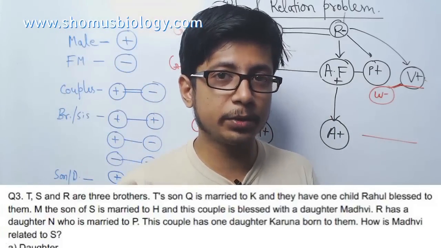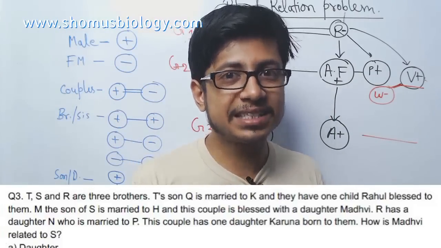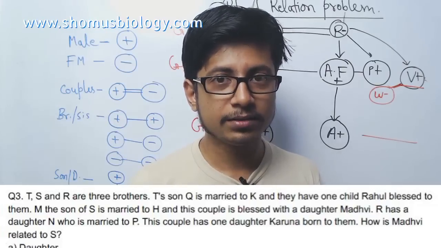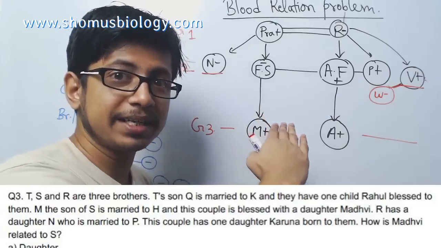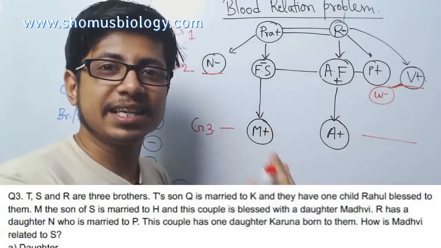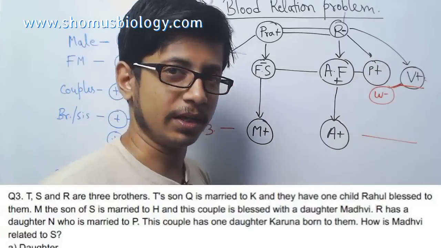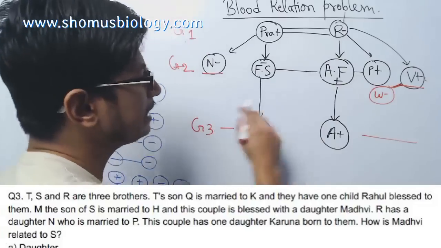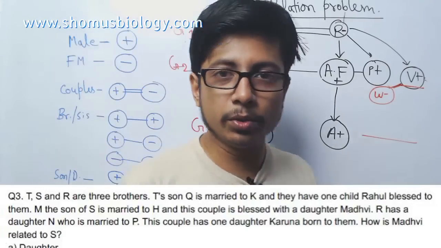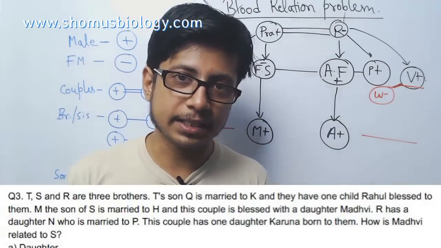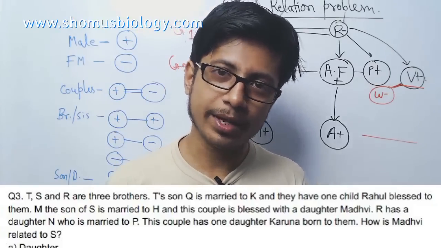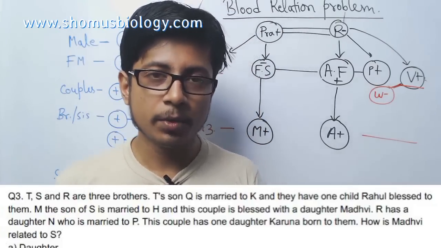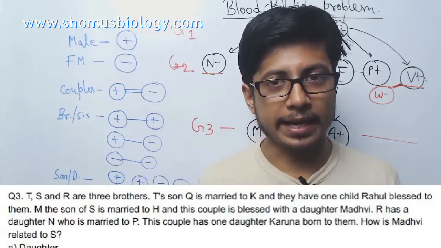What can be the relation between two females in the same generation? Sisters, right? Or cousins. In this case, this is a sister relation, but in-laws. So it is a sister-in-law relation, right? That's how you can easily get it. You just need to represent the data that is provided in picture form. Then you can easily get the answer. Okay, so this is the first question. We will solve another question and let's see that.